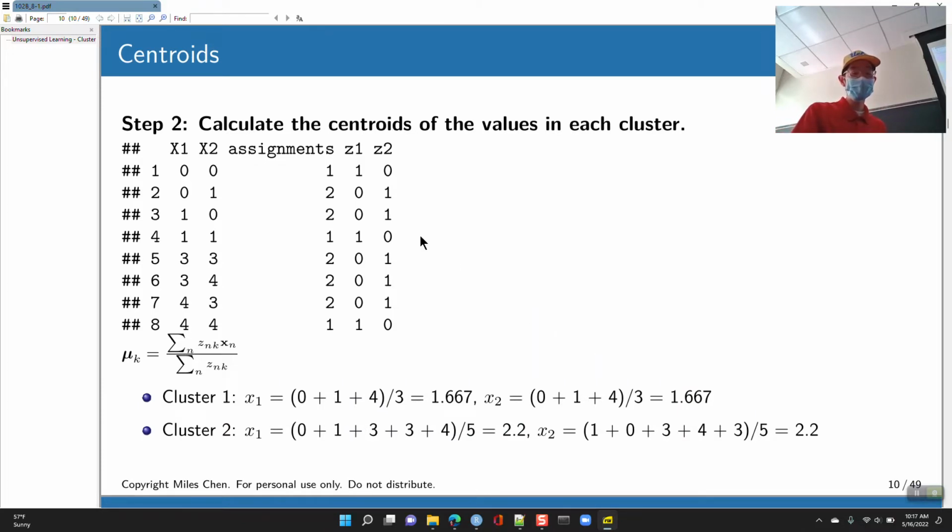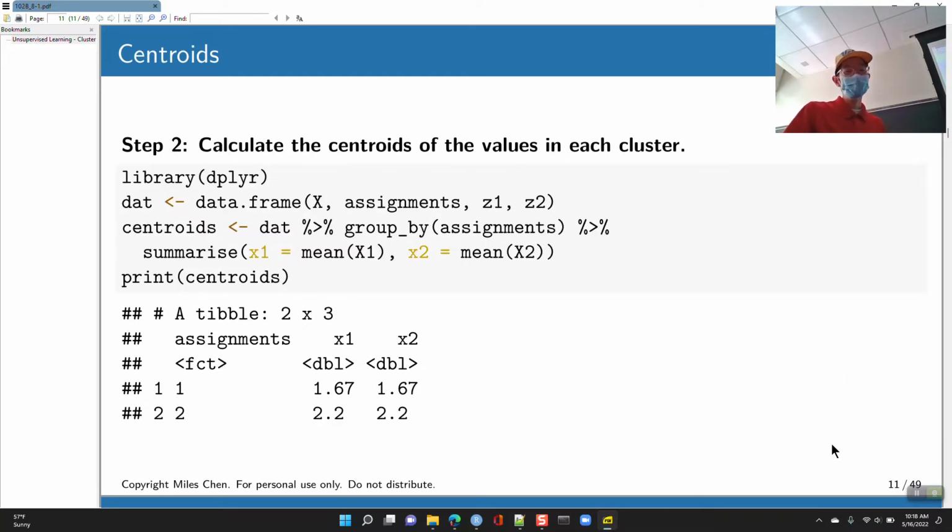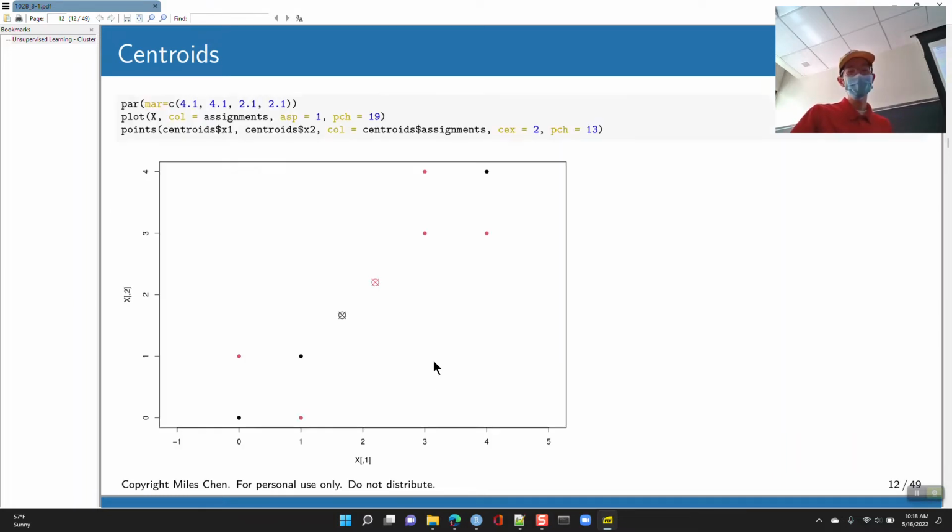And then we do it for the 5 points that belong to cluster 2. It's these 5 points. So for x1 we do 0, 1, 3, 3, and 4. Divided by 5, we get 2.2. And then for the other coordinate, 1, 0, 3, 4, 3. Divided by 5, we also get 2.2. Okay, so I'm going to take these two centroids and then plot them. Is that all right as far as finding the means of each cluster? I could have also just used dplyr, group by the assignments, and then give me the means of x1 and x2. I get the same results, 1.667 and 2.2.